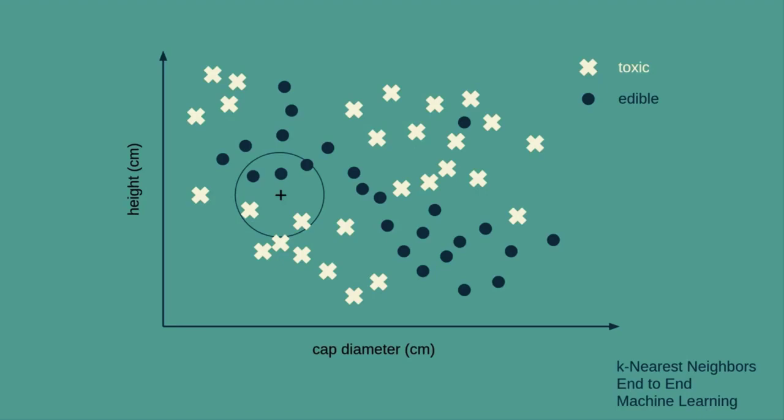But that's not the only way to make a distance metric. We could also take and just add up the individual dimensions.